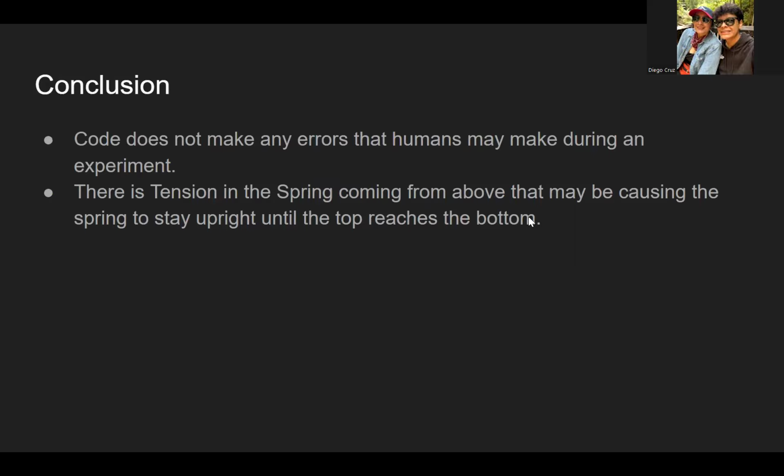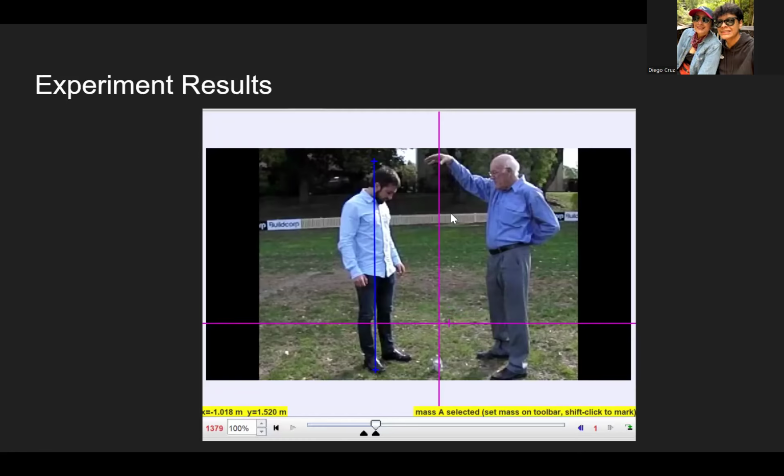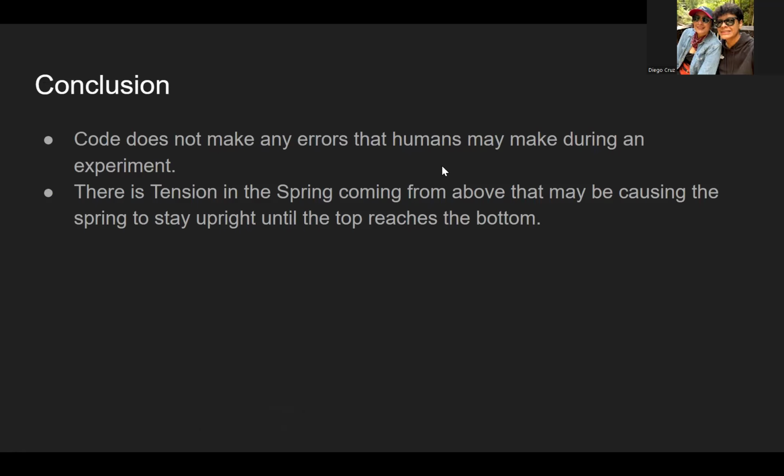But yeah, the conclusion was that, and I guess like the human error here, code does not make any errors that humans may make during an experiment. If we go back to here, it's not shown here, but the guy was kind of holding the slinky at an angle, so it looked tilted. So I think that might have messed up the experiment.